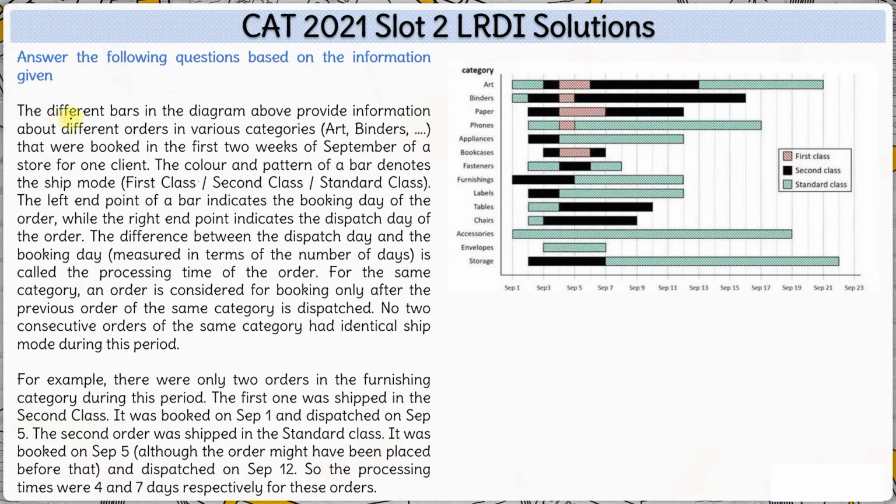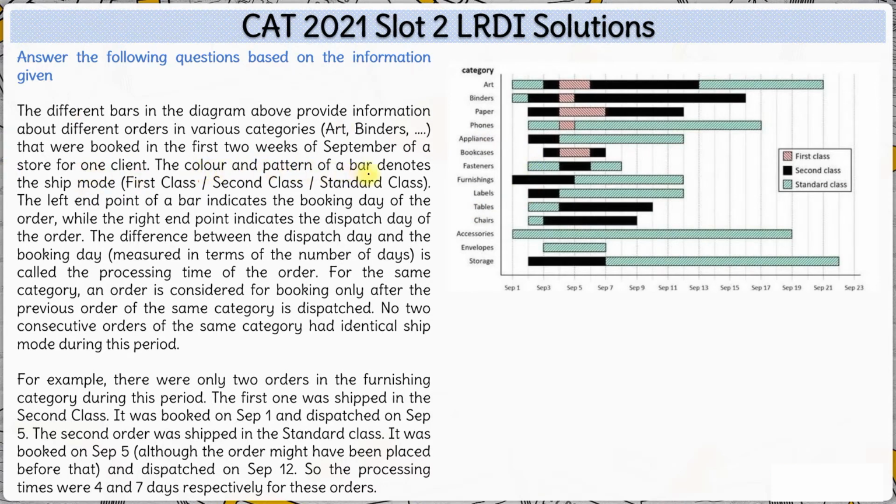So here we have the different bars in the diagram above provide information about different orders in various categories, which are art, binders, and so on. You will realize that these categories actually do not matter in this particular set. So, various categories that were booked in the first 2 weeks of September of a store for one client. Okay, so all these orders are from a client.